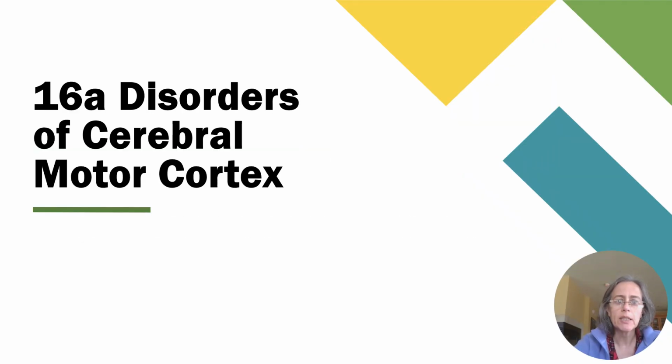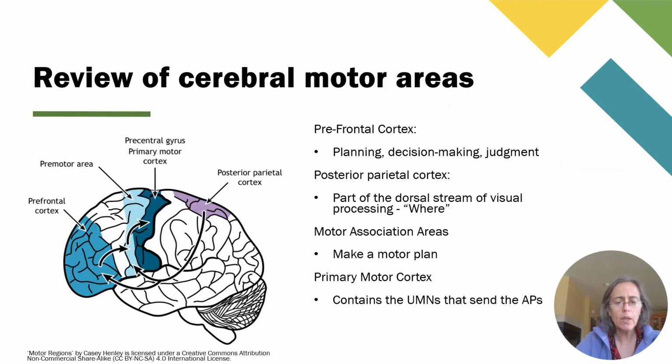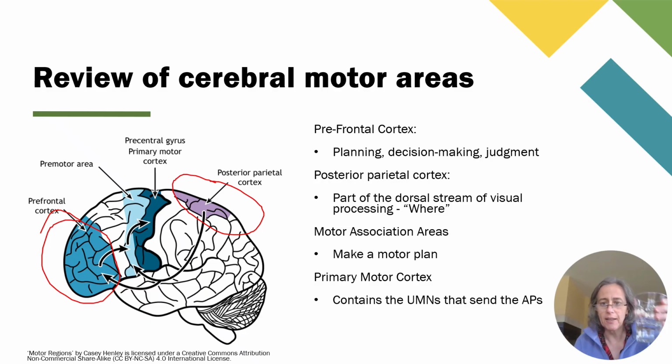So we'll get started with things that are disorders to the cerebral motor cortex. Here's a great opportunity to review. That prefrontal cortex in the front of your brain is your decision-making, planning, executive function part of your brain, the part that makes me decide to go up and get a cup of coffee, as I talked about in the last lecture. Then I'm going to use my posterior parietal cortex to figure out where everything is and what pathways I need to negotiate, where I'm going to find the items I need to pick up or whatever it might be. And then I have these motor association areas.